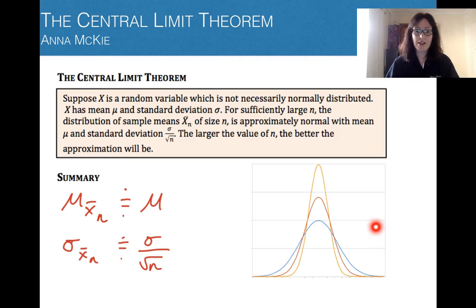So in this graph here, we can see that the standard deviation is being divided by a number each time, so that makes it smaller each time. Therefore, the bell curve is getting more narrow, but taller and skinnier, but still centered around the same mean here.